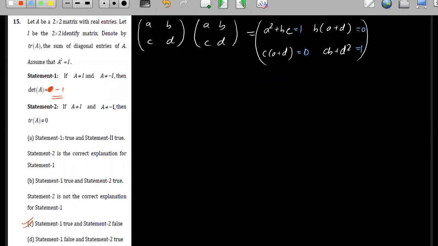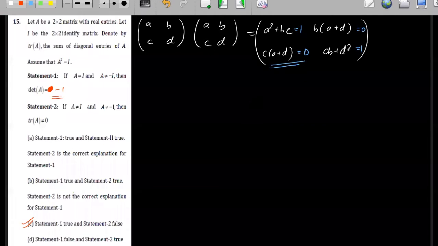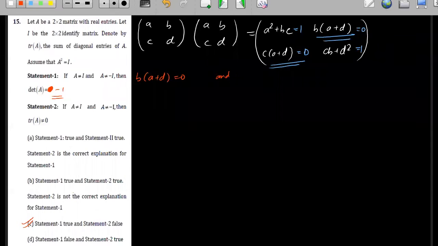So see, for these ones I will check first. So that means b into a plus d is equals to 0, and c into a plus d is equals to 0. So the first case which I can take is, in this, either a plus d is equals to 0. So case 1: let a plus d be equals to 0. If a plus d is equals to 0, that means a is equals to minus of d, right?